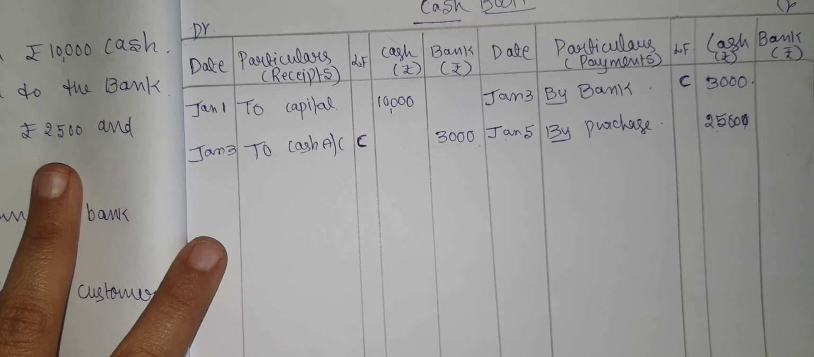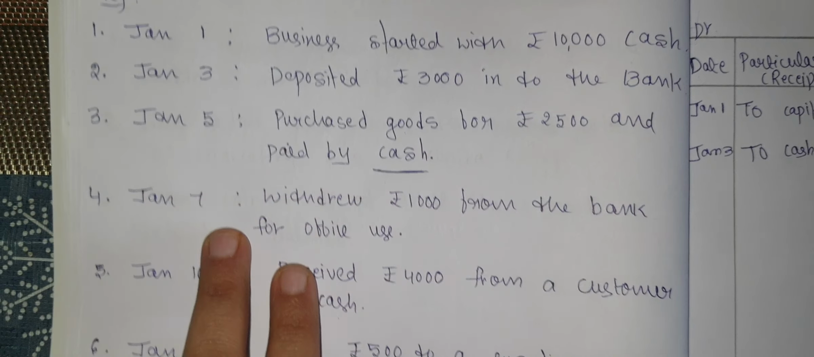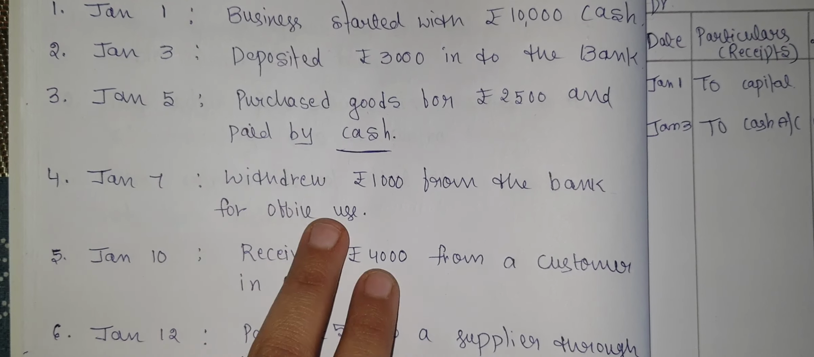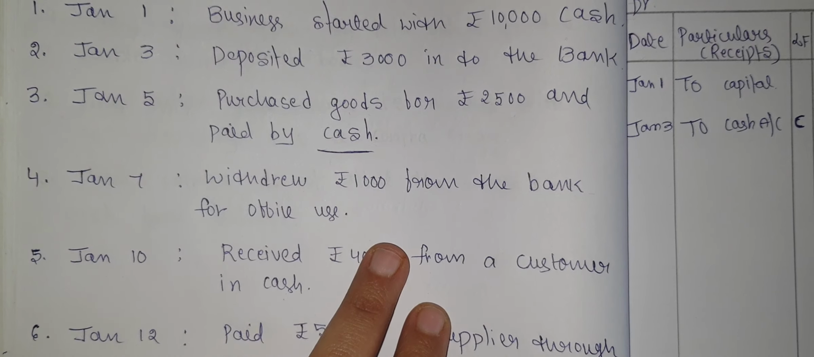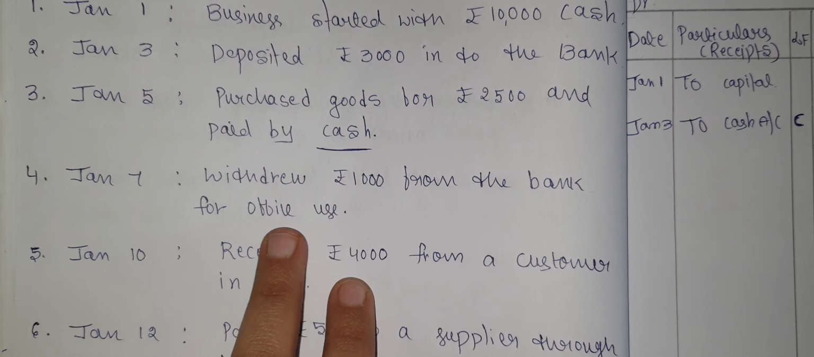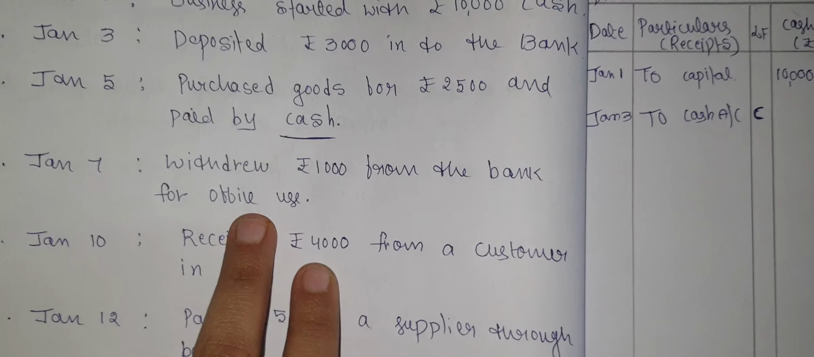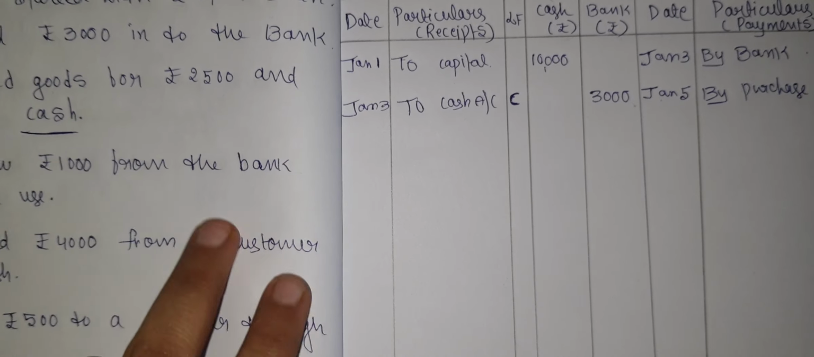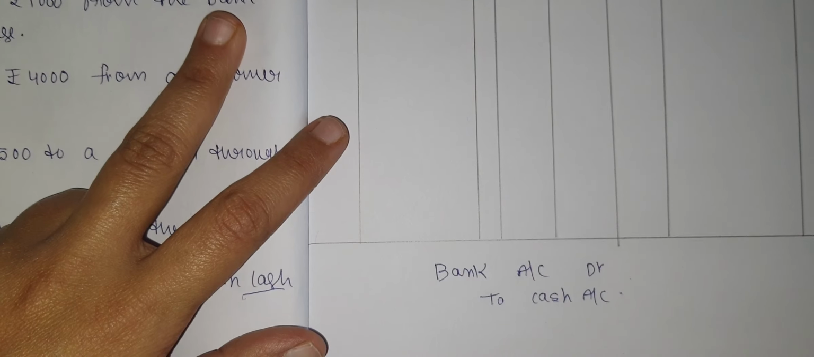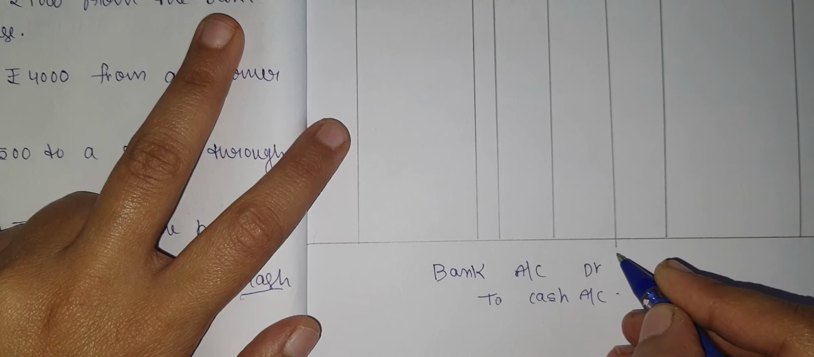Okay, next one. See, on January 7th, what happens? Withdrew rupees 1000 from the bank for office use. See, this is a contra entry. Withdrew rupees 1000 means we are receiving the cash. Bank is paying the cash. So, the entry is, first write down the entry.